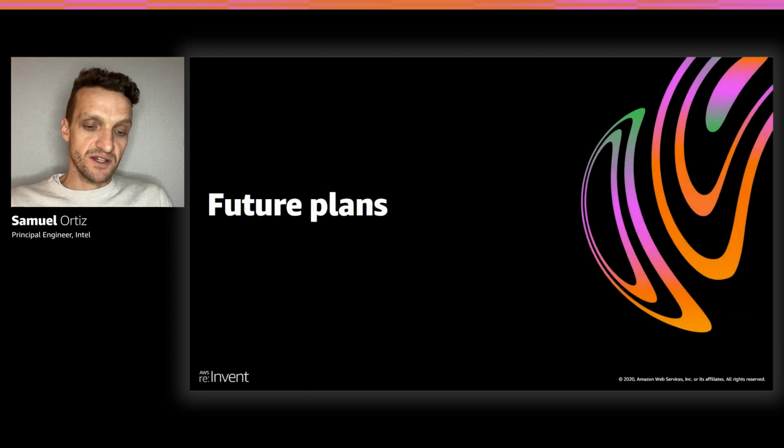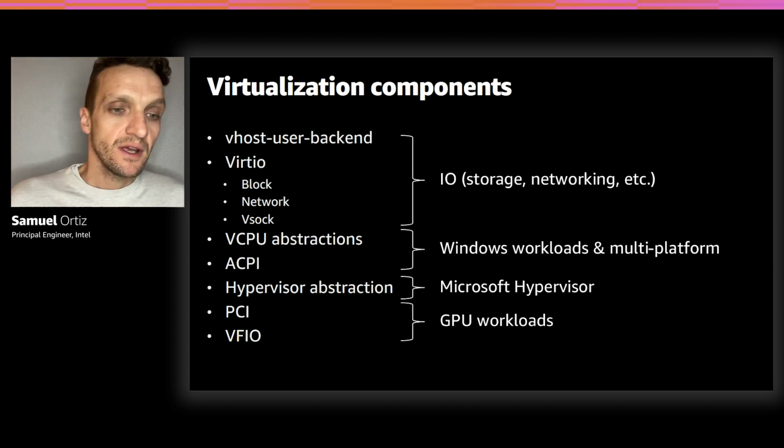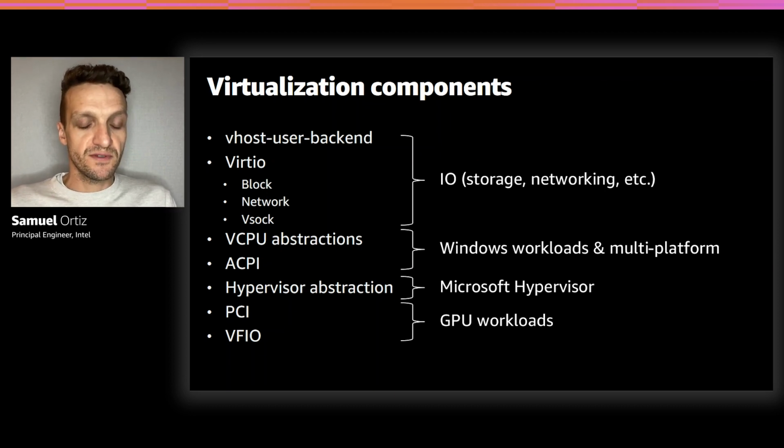And talking about sharing crates and upstreaming crates on Rust-vmm, what are our future plans with that project? So we want to be adding a few very interesting virtualization components. The first ones are very much I/O centric, around storage, networking, and a few others. Mostly based around VirtIO. So we want to be able to contribute and add block, networking and VSOCK VirtIO devices into Rust-vmm.